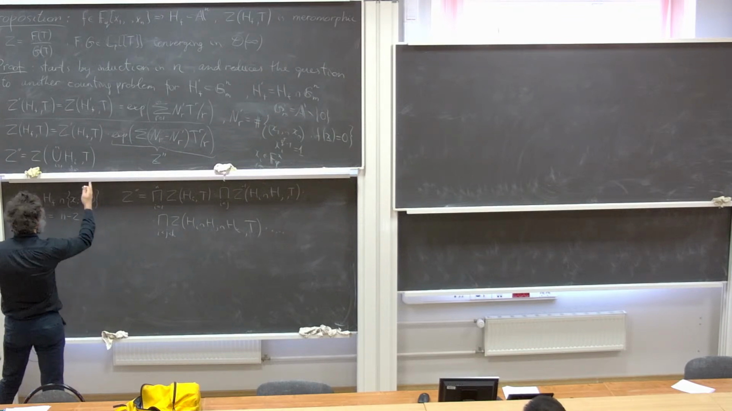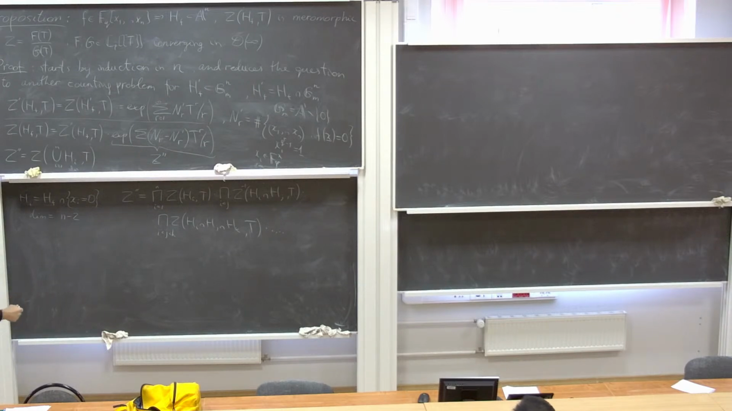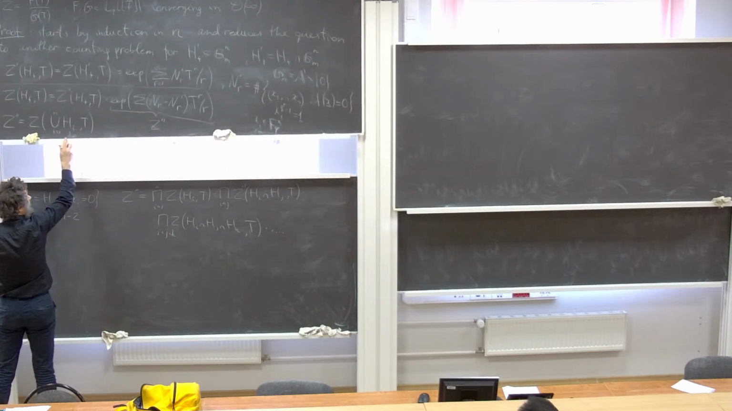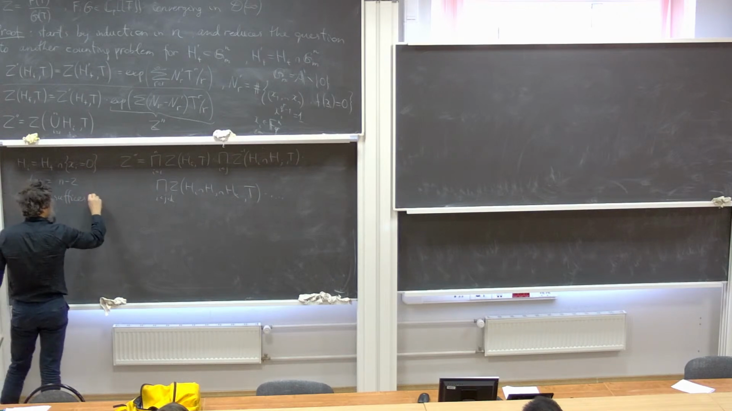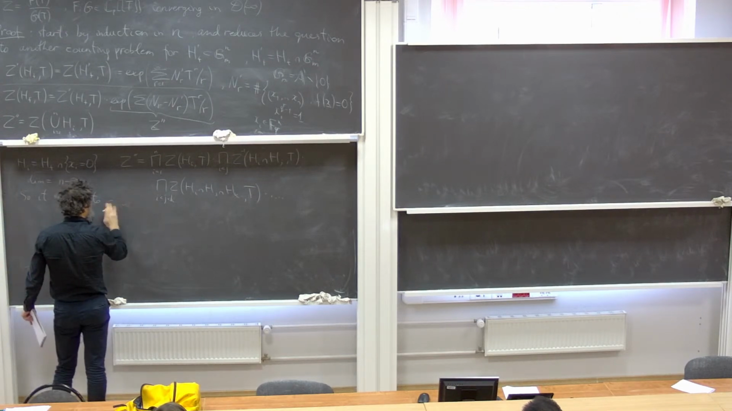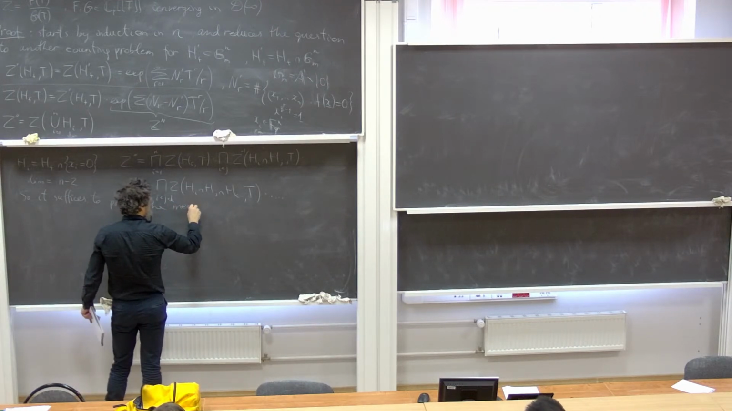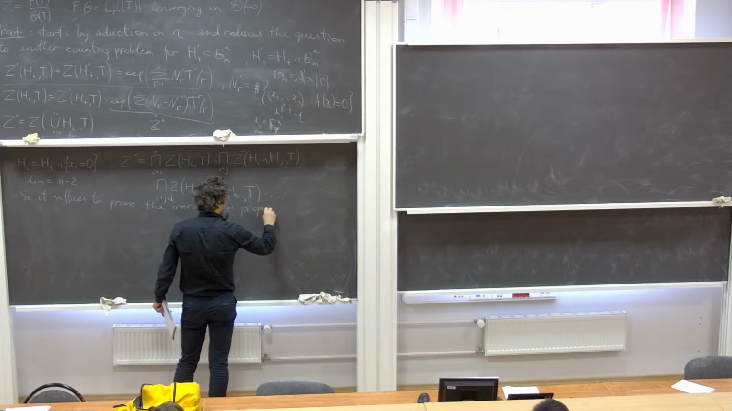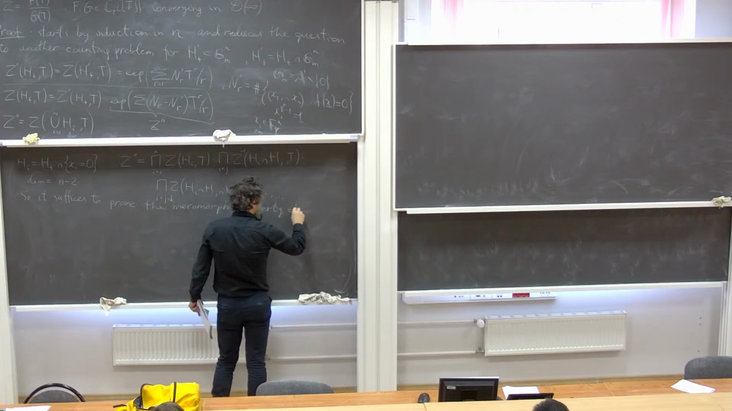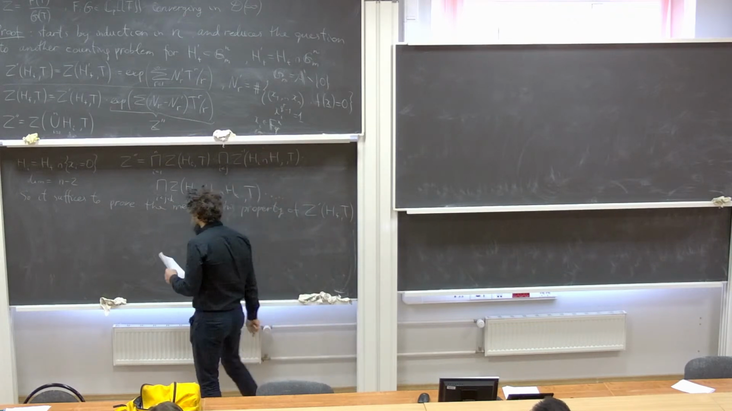So we reduced the problem to this prime zeta function. So it suffices to prove the meromorphic property of zeta prime. Okay, and we'll do this.